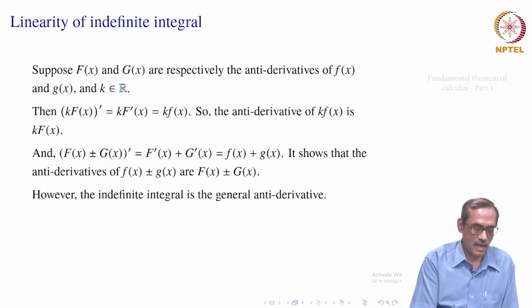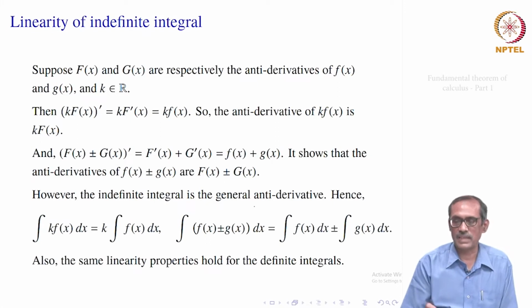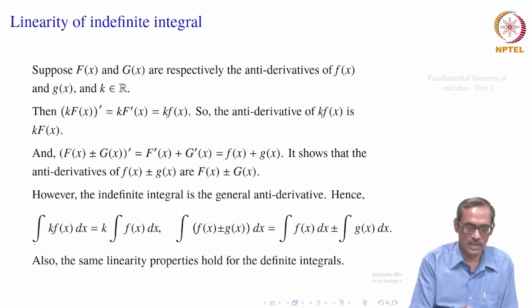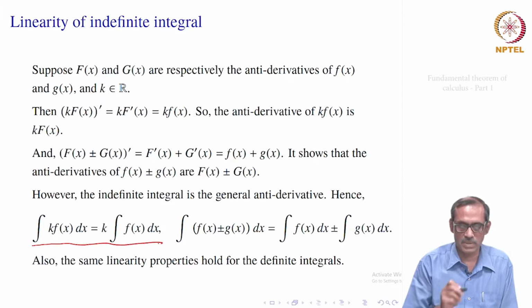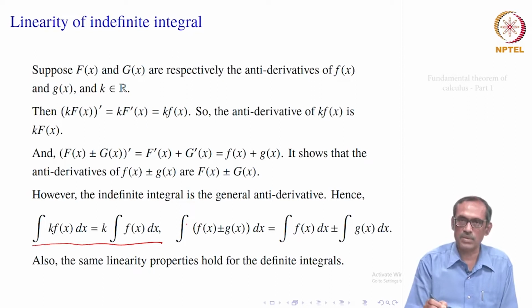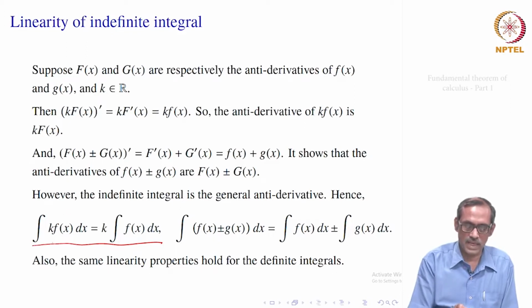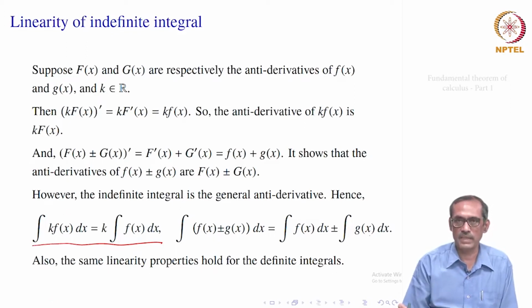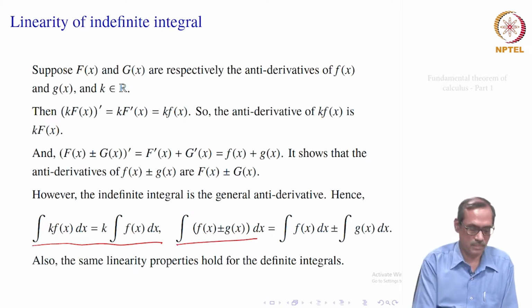So, the indefinite integral, remember, is the general antiderivative with some constant c. In that case we just write it this way: the indefinite integral of k f x dx equals k times the indefinite integral of f x. Similarly, the integral of f x plus g x equals the integral of f plus the integral of g, right. We know that similar properties also hold for the definite integrals. So, suppose you are able to find the indefinite integral, then to go to the definite integral you just evaluate that at b, at a, and then subtract them. That is how you obtain the value of the definite integral.